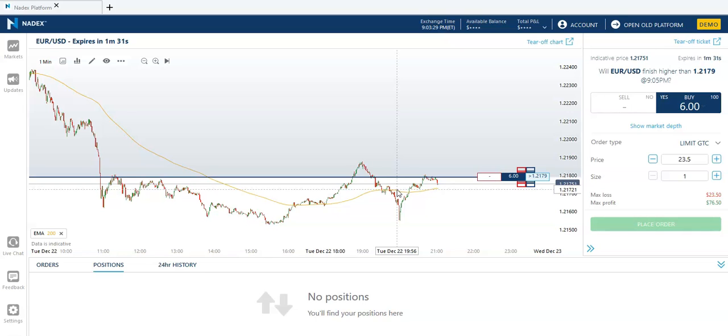Today we're going to talk about Nadex using the 5-minute binaries for Forex.